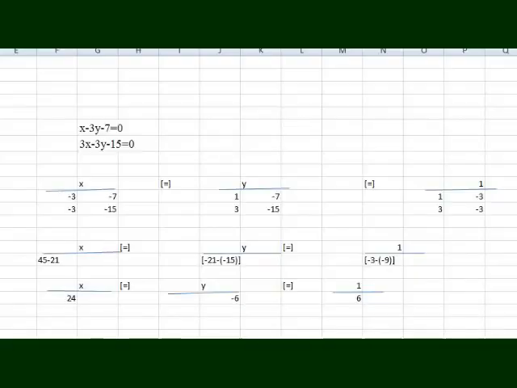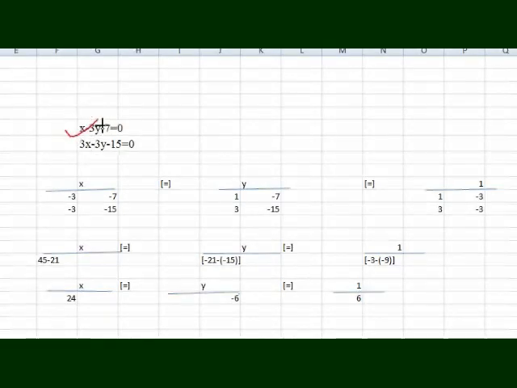Solve this question using cross multiplication method. So here the two equations are: the first one is x minus 3y minus 7 is equal to 0, and the second one is 3x minus 3y minus 15 is equal to 0. So first you have to write x, y and 1. Okay, so x for this portion and y for this part and 1 for the constant term, and below this x you have to write down the coefficient of y and the constant term for both the equations.